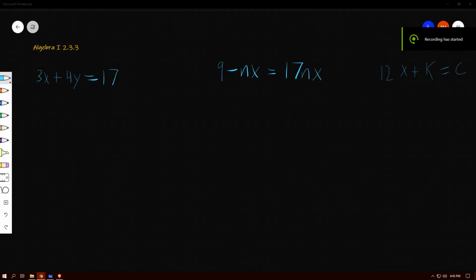Hello, we're going to do Algebra 1, 2.3.3, literal equations. Building upon what we've done in the last couple sections, literal equations really isn't going to add anything. We're going to be doing the same steps that we've been doing. We're going to be using inverse operations to isolate a variable.